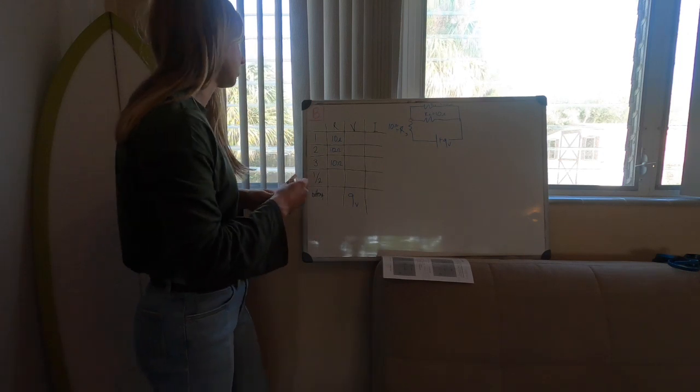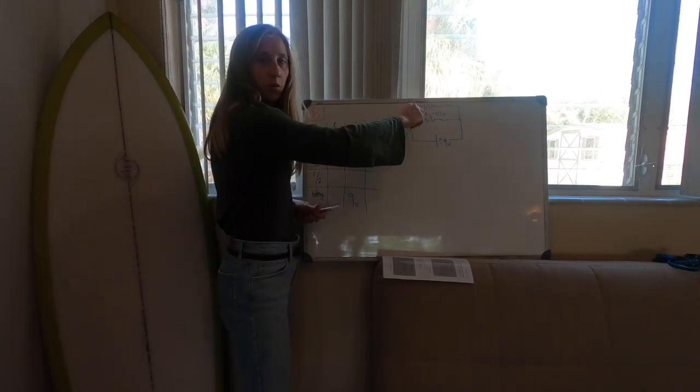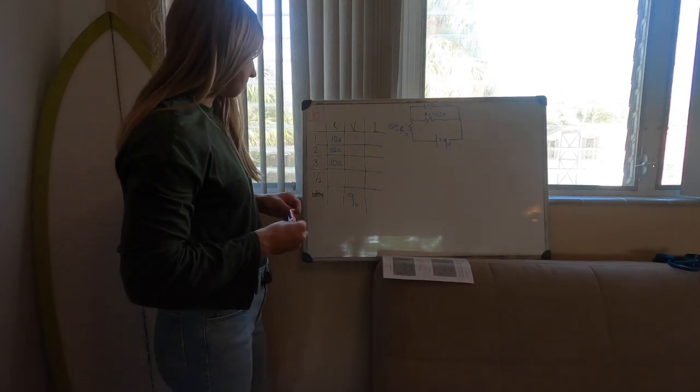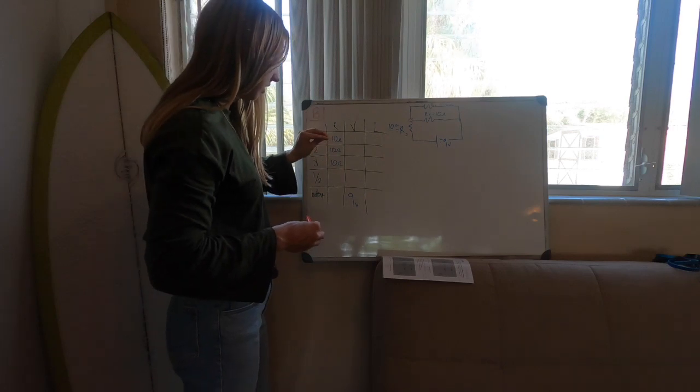And yeah, so when we add 1 and 2, these are in parallel, so we'll have to do the 1 over plus 1 over and so on. Okay, so I think we're good there.